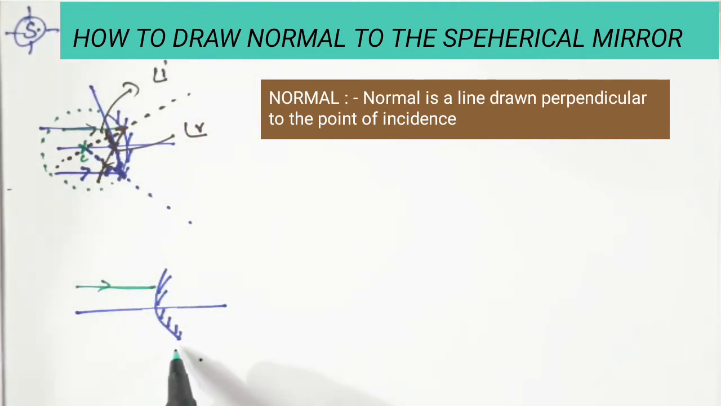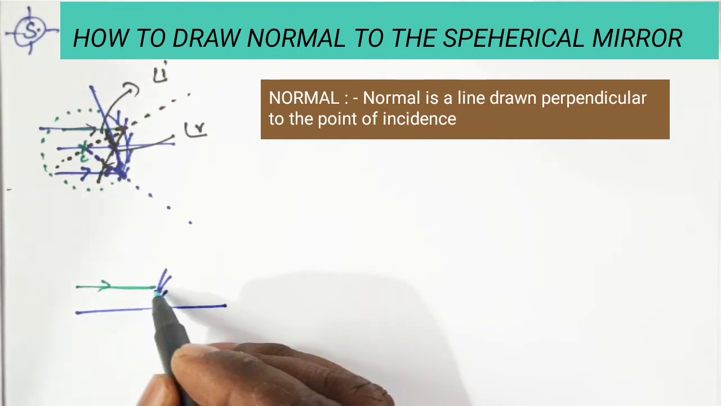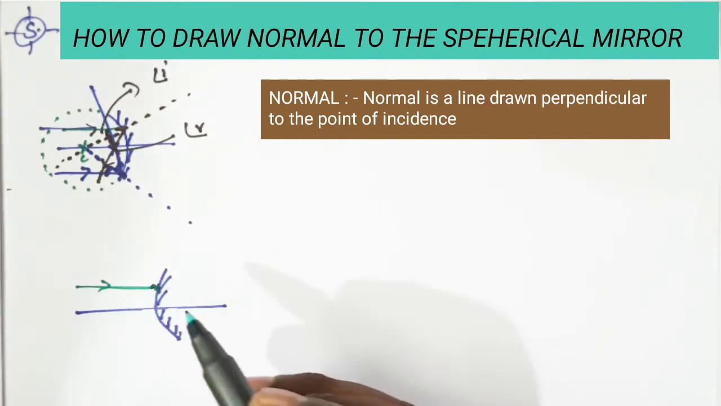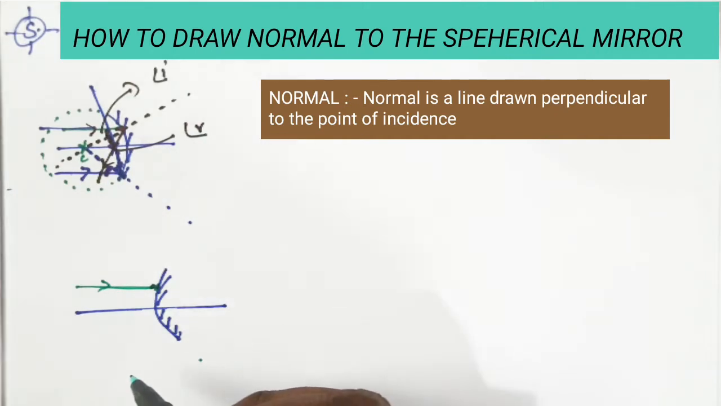A convex mirror is also called a diverging mirror. Whatever ray it is, it is a parallel ray. It is incident at this point. For this, where will it reflect, which path will it choose? To determine that, we need to get a normal.